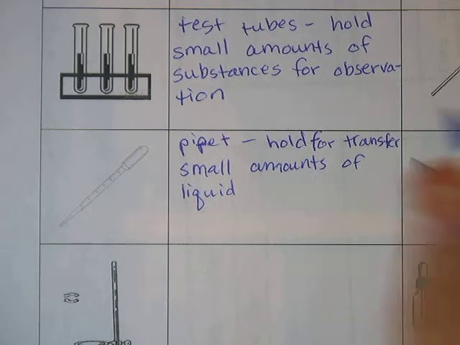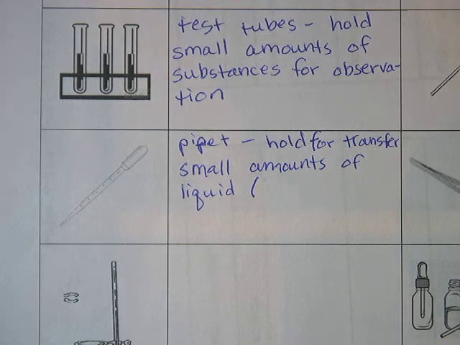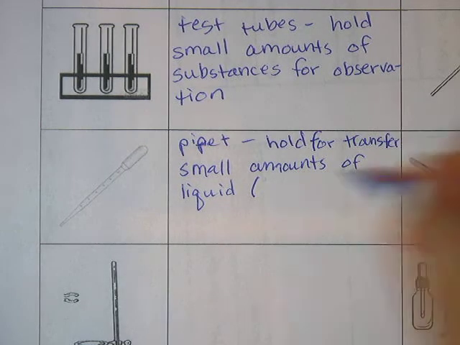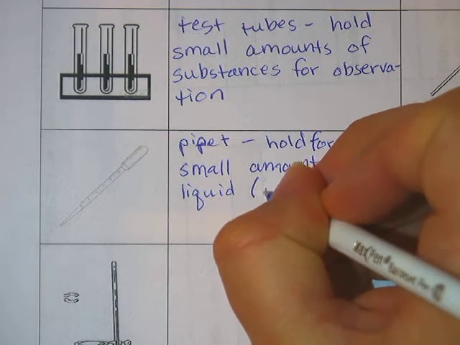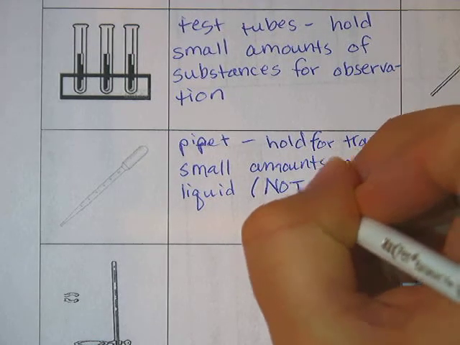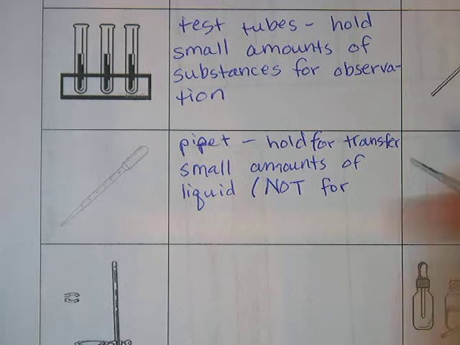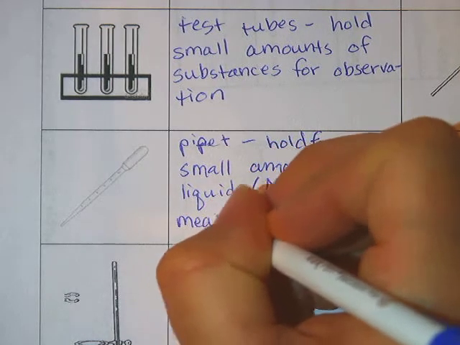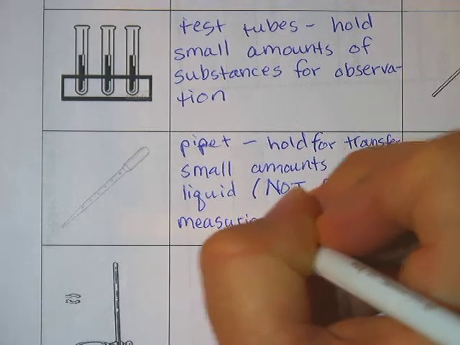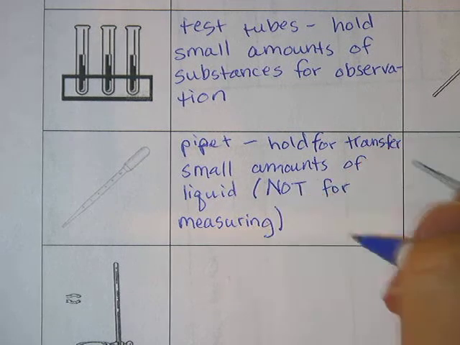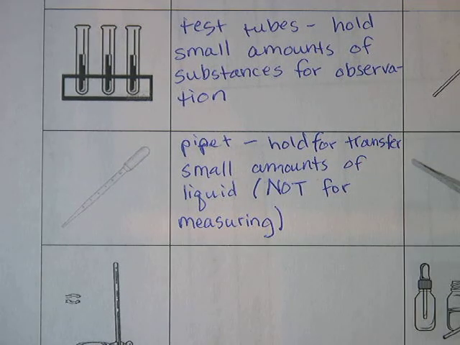At best, they will just be an estimate. The disposable ones are not for measuring. Even if they have markings on them, those are not accurate markings. They're estimates, bad estimates at best.